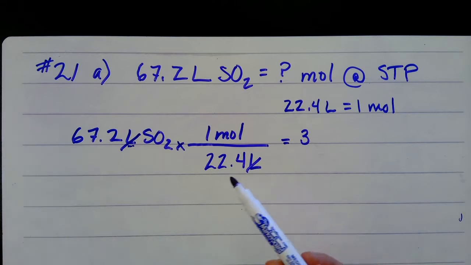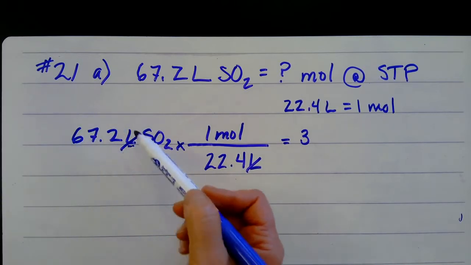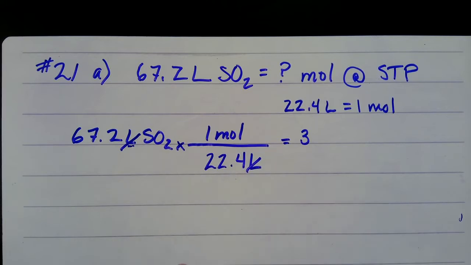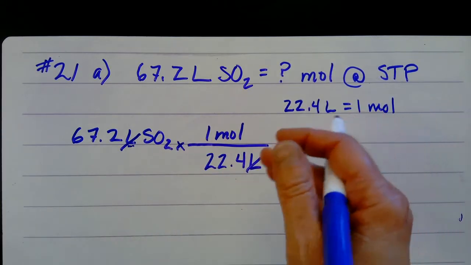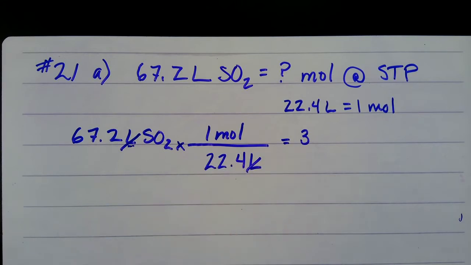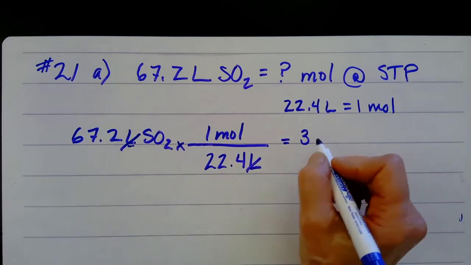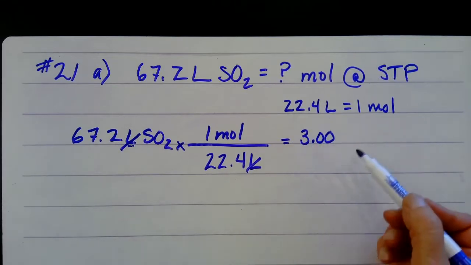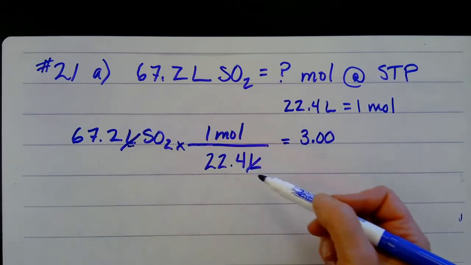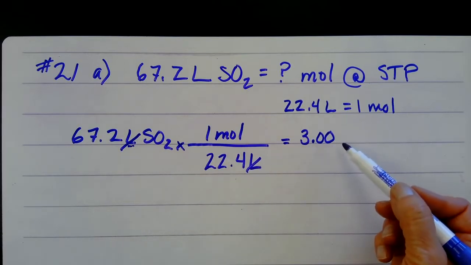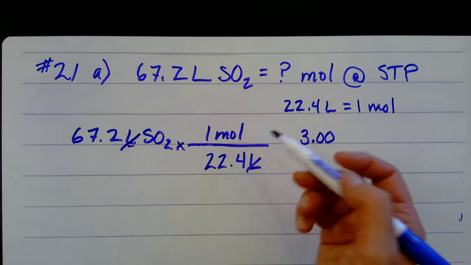So let's look at these values. This 67.2 has 3 sig figs. 22.4 also has 3 sig figs. That means our solution needs to be written with 3 sig figs. And it still needs to have the value of 3 in the units place. So in order to do that, I add a decimal and 2 zeros. That's still a value that indicates this relationship, but now I'm showing it correctly with 3 sig figs. The units, of course, are moles.